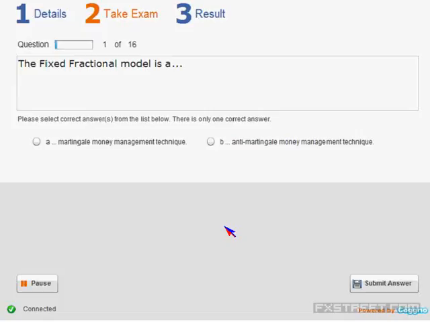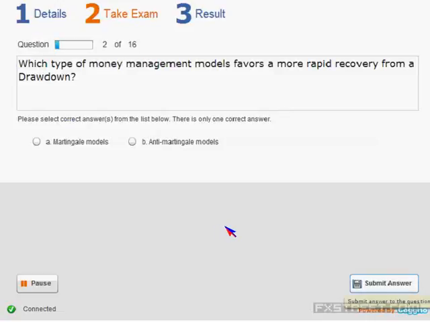Okay, anti-martingale, I see. The anti-martingale is particularly a model where you add to winning positions, or after winning positions, and you decrease the size after each loss. All right, so we type B here and jump to the next question, 2 of 16.